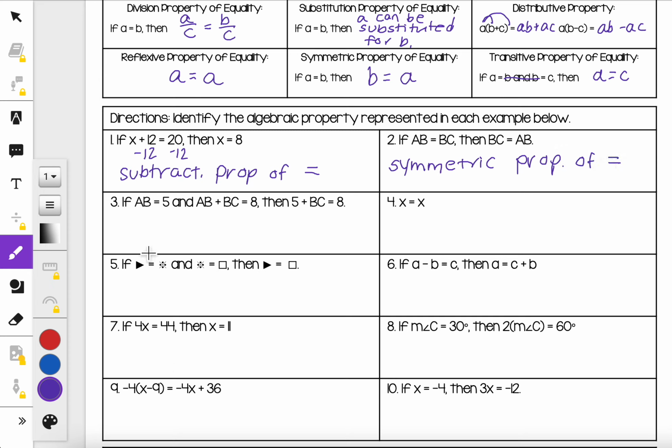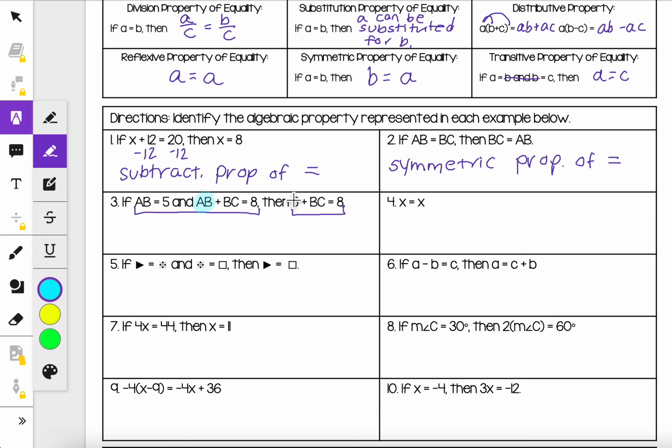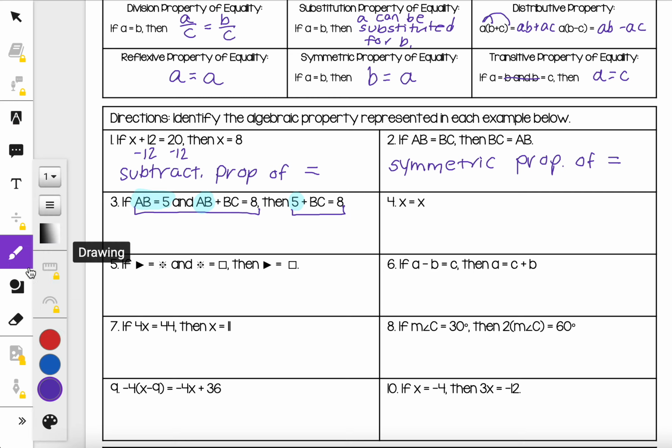Okay. Number 3 says if AB equals 5 and AB plus BC equals 8, then 5 plus BC equals 8. So if I look over here, what changed is I took this AB plus BC equals 8 and I replaced AB with 5. And the reason that I could replace that AB with 5 is because it tells me in the beginning those two are equal. So this would be an example of the substitution property.